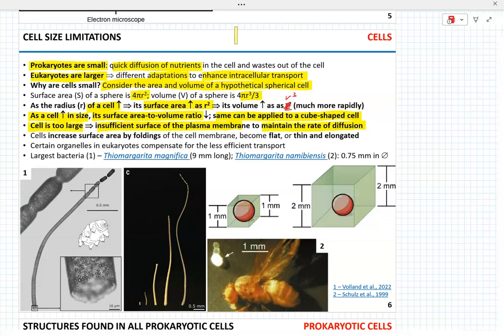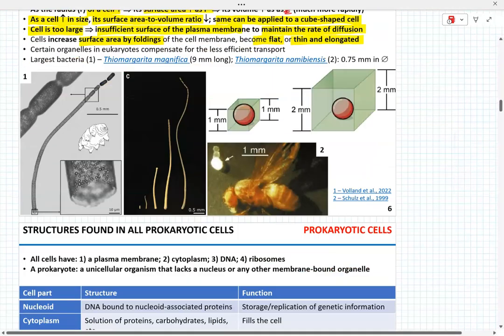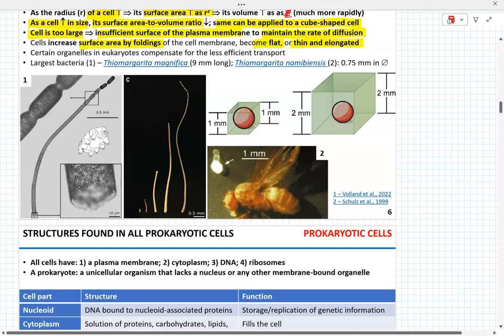To circumvent this, cells often increase their surface size by various types of foldings of the plasma membrane, or cells can become flat or thin and elongated. Eukaryotes also developed certain organelles that would compensate for the less efficient transport of the membrane, which we will discuss in our next lecture.